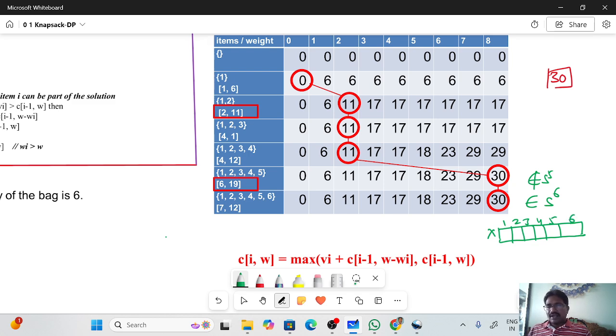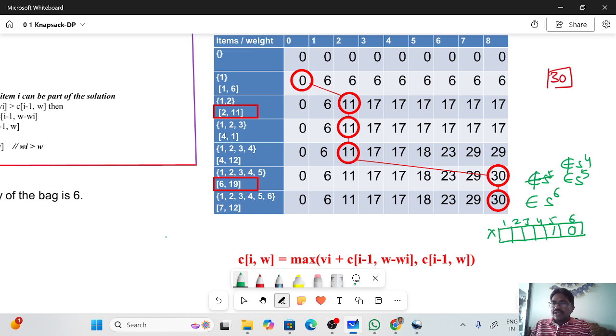What is the 6th one? Always the solution vector is filled in reverse order. So what is the solution vector value? 0, because the condition is false. Now apply again: 30 belongs to S5 and 30 does not belong to S4. Check it. Yes, it does not belong, that means we consider that item. Which item do we consider? The 5th item.